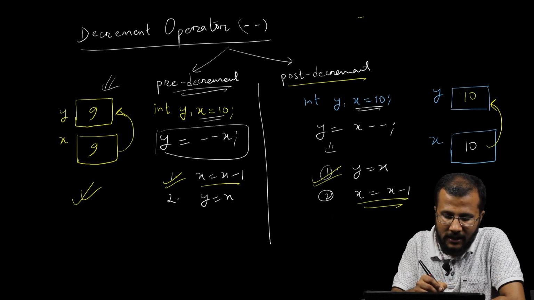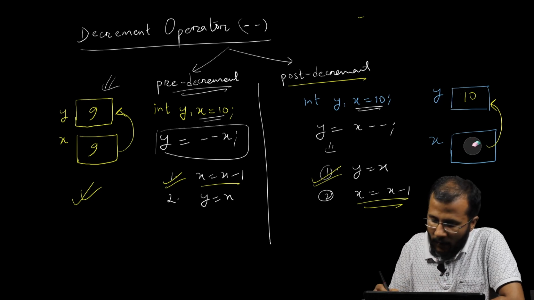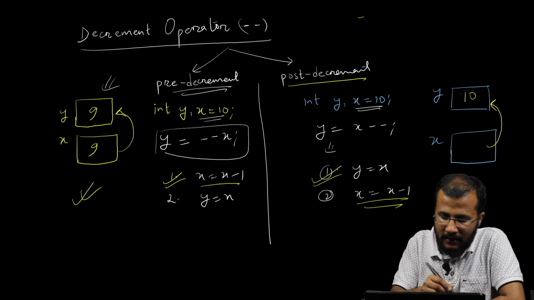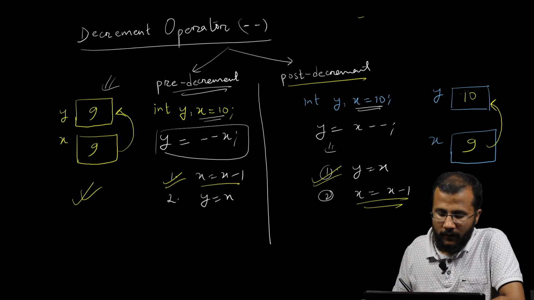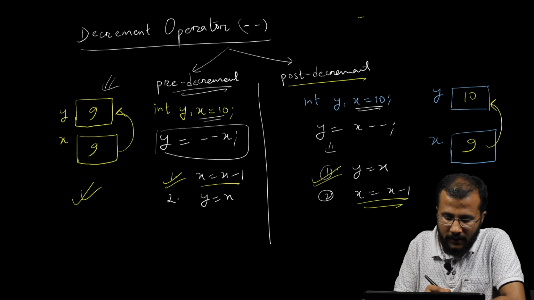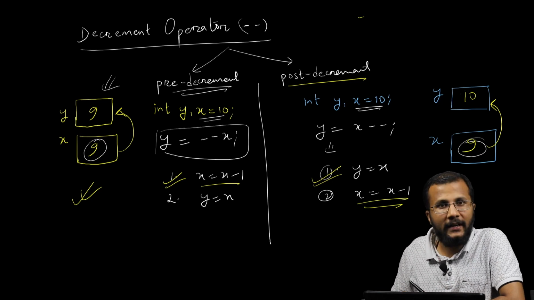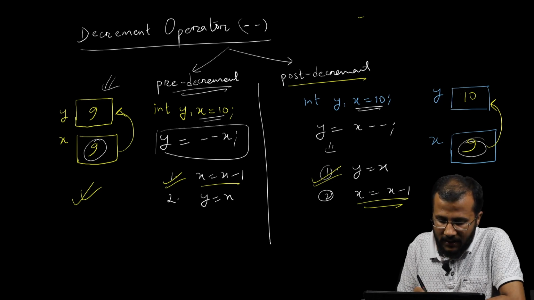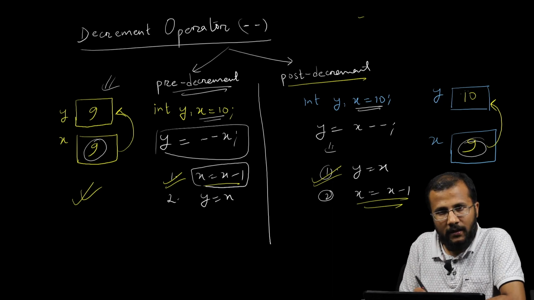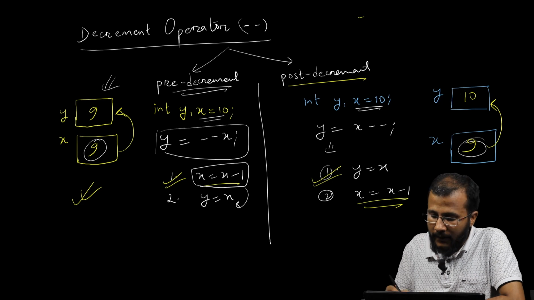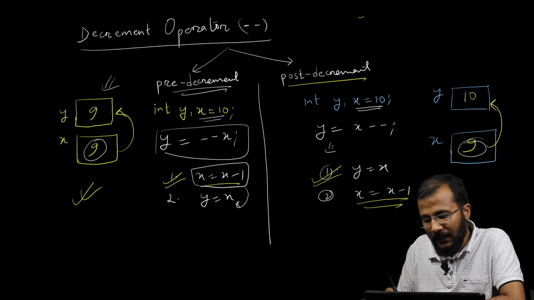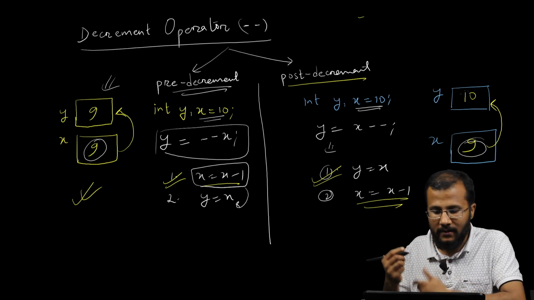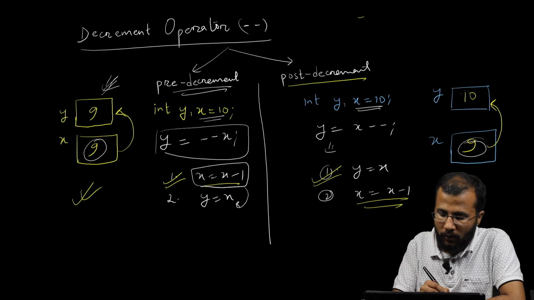Okay, so y would be 10, and only then x would be decremented by 1. Now if I decrement 10 by 1, 10 minus 1 is 9, so this would be 9. So if you look at this, the value of x in both the cases is 9, that is it is decremented by 1, but the order in which it is decremented is different. In the first case decrement happens first, only then the value is used. Here first the value of x is used and then decrement is done.